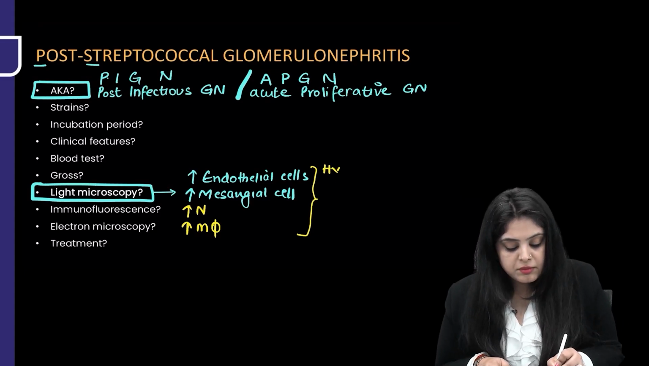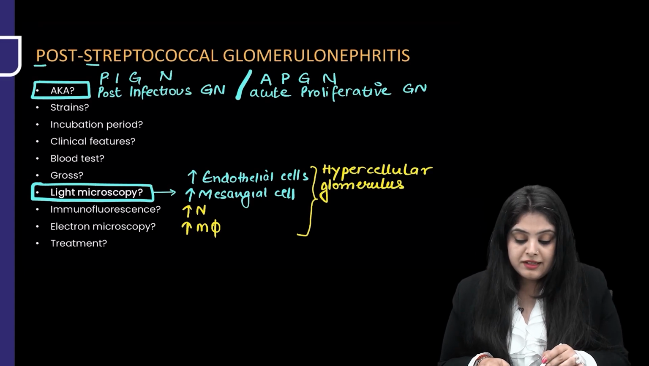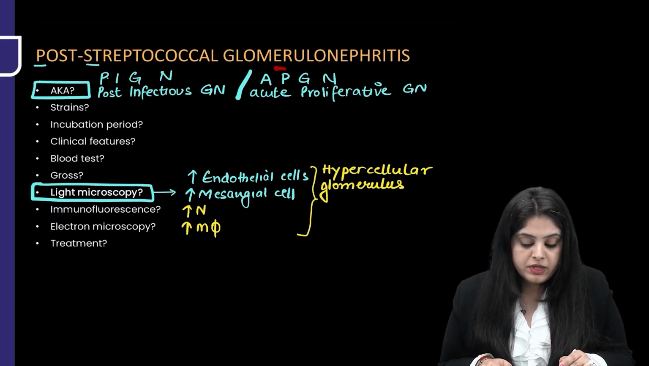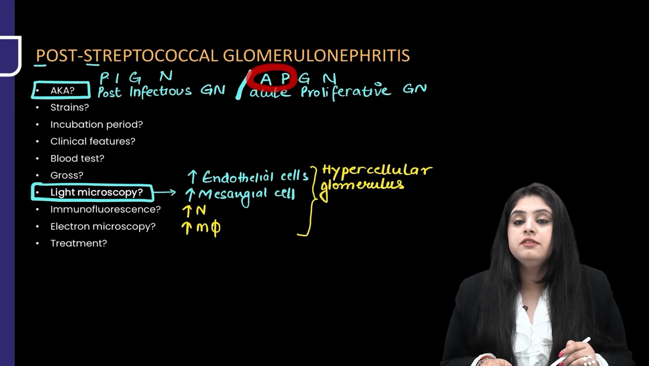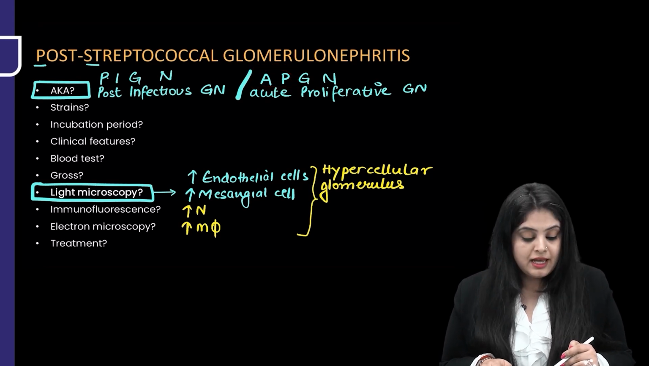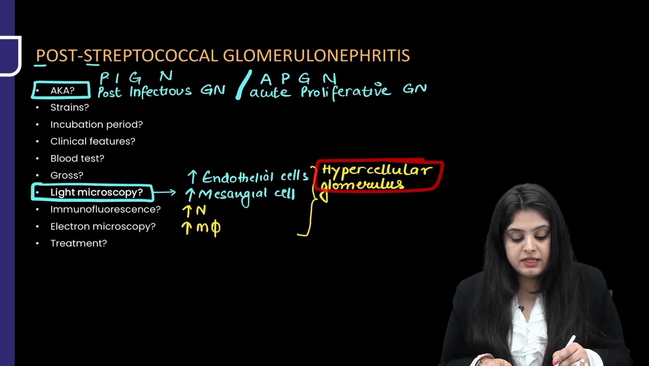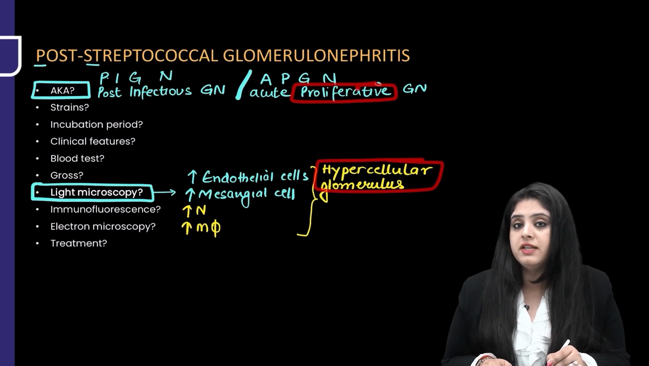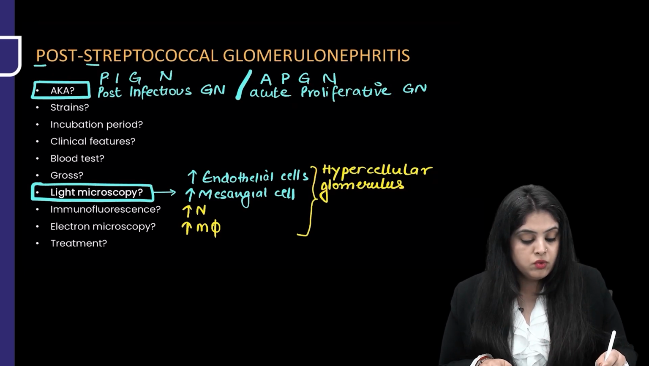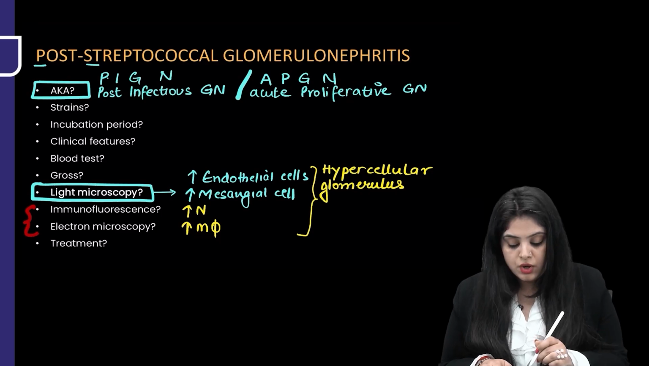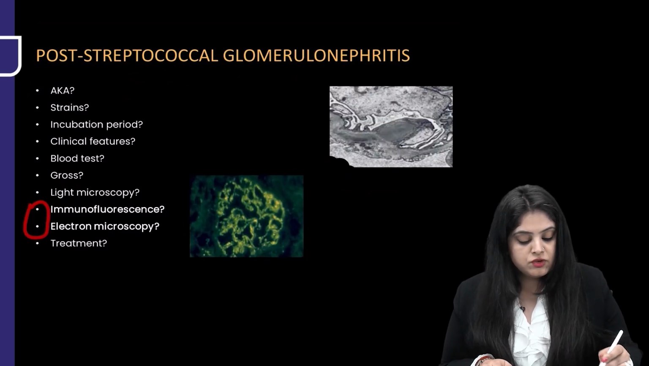The kidney becomes hypercellular. There is a hypercellular glomerulus that is noted, as a result of which, please remember, we call it too much proliferation. We call it acute proliferative glomerulonephritis. Having said that, you're not going to get a picture, but this description of hypercellularity and too much proliferation is very, very important. Now, what you are going to get a picture for are these two. What do you see on immunofluorescence and electron microscopy?